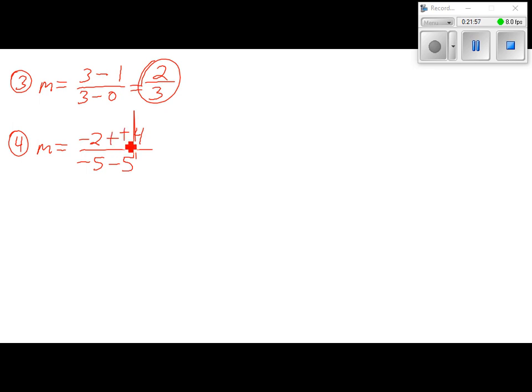Up on top, that's going to change to a plus. -2 plus 4 is 2. -5 minus 5. Grab your calculator if you need to and plug it in there. Don't just guess and think you got it right. -5 minus 5 is -10. And if I reduce that, 2 will go into 2 once. 2 will go into -10, -5 times. So our slope is 1 over -5, which means we go up 1 and to the left 5.